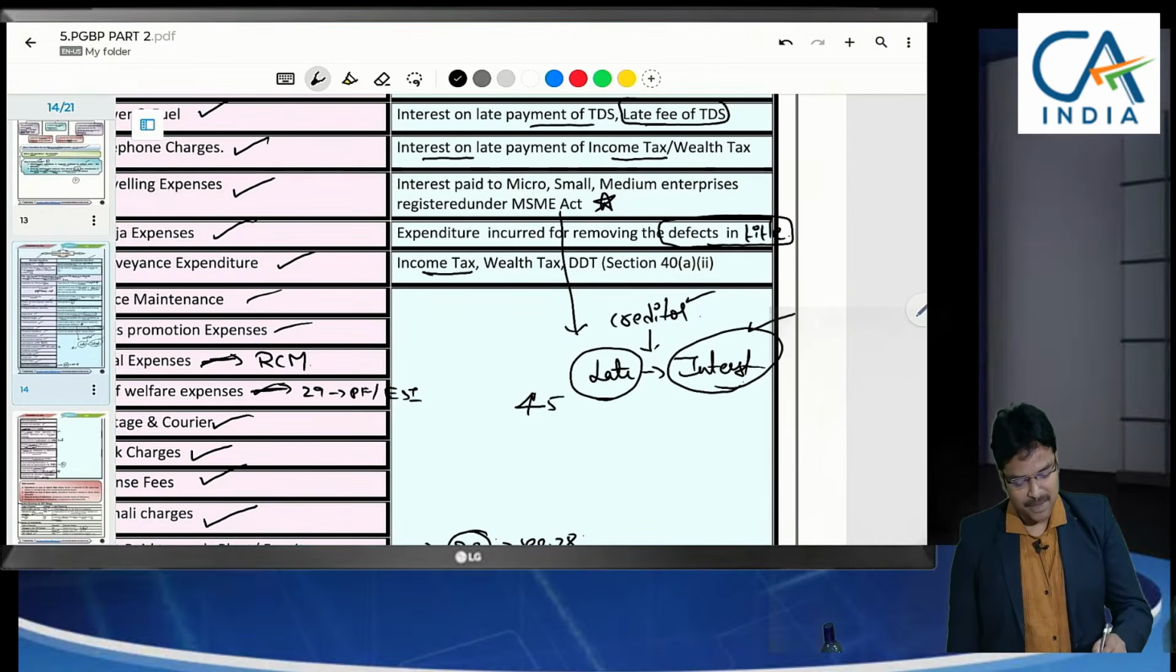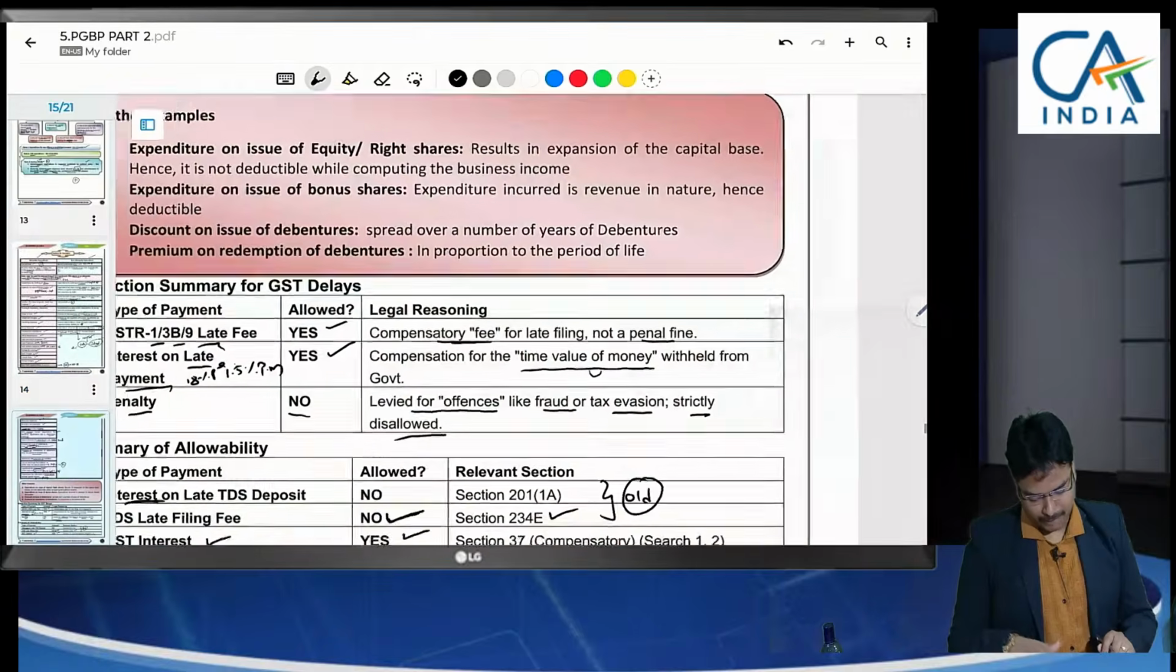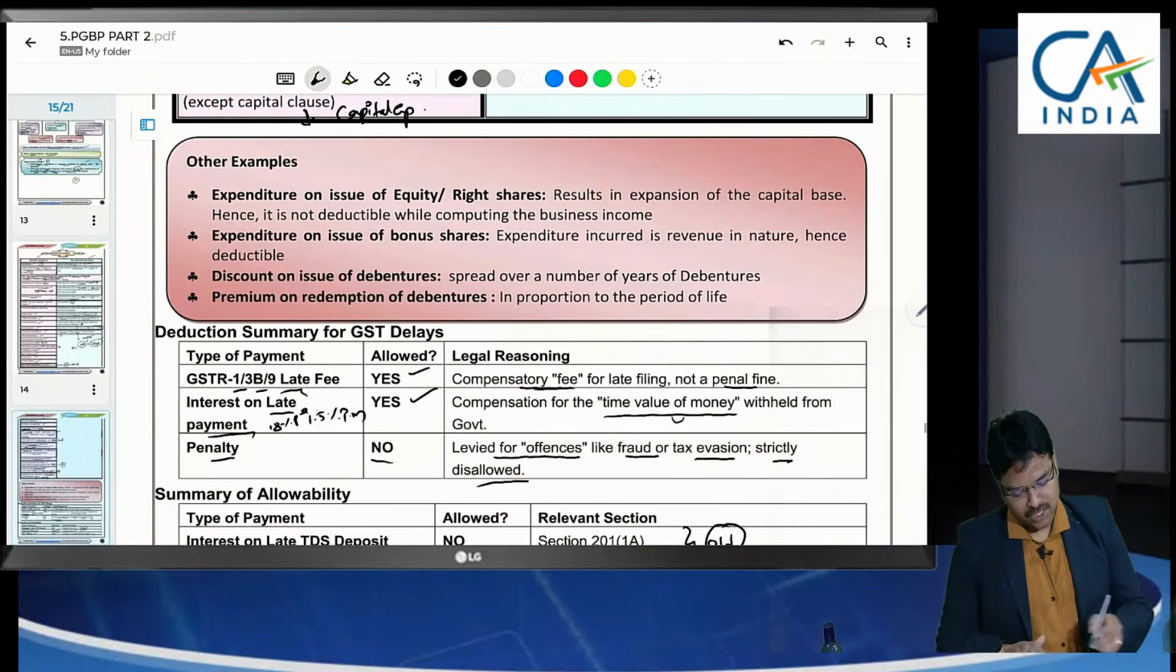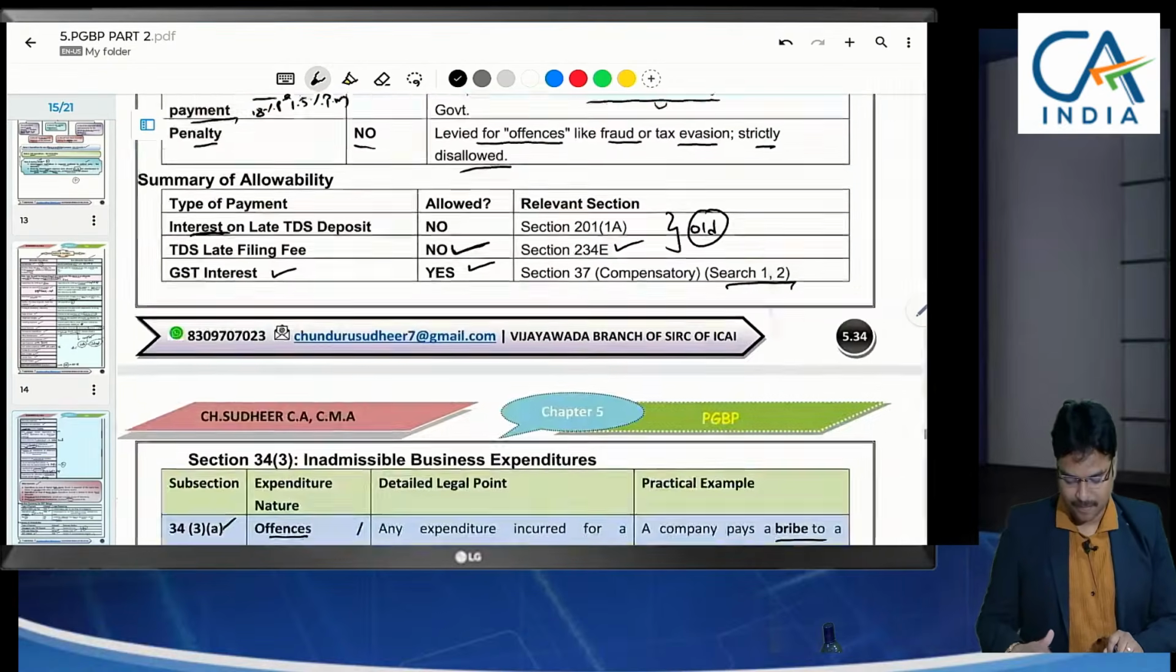Income tax cannot be claimed, wealth tax cannot be claimed, dividend distribution tax, these are not there now. Main income tax is only there. Income tax cannot be claimed as deduction. These things I have discussed above. Rights issue cannot be claimed. Bonus issue can be claimed. Discount on issue of and premium on redemption of debentures should be amortized over the number of years.